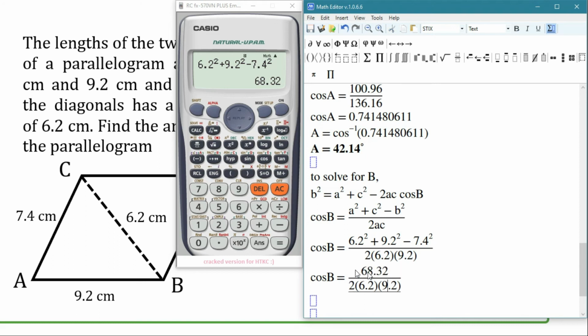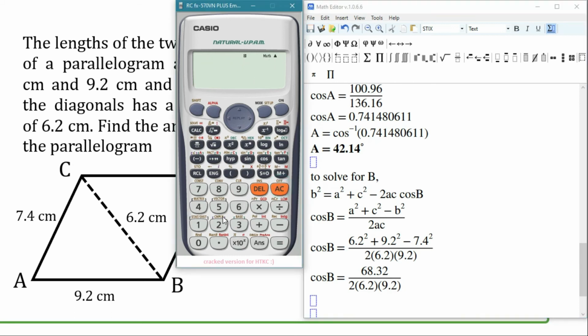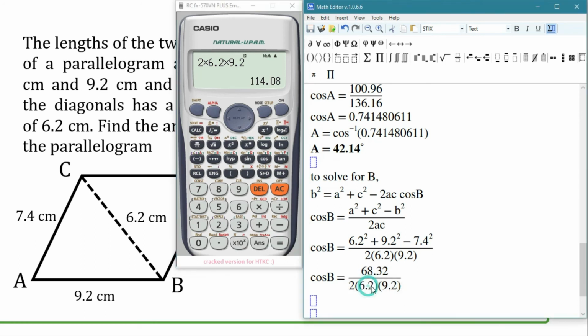68.32. And then, yung sa baba naman, we have 2 times 6.2 times 9.2. Sorry, that's times 9.2. That will be equivalent to 114.08. Okay, so we have 114.08. Alright, and then we simplify.